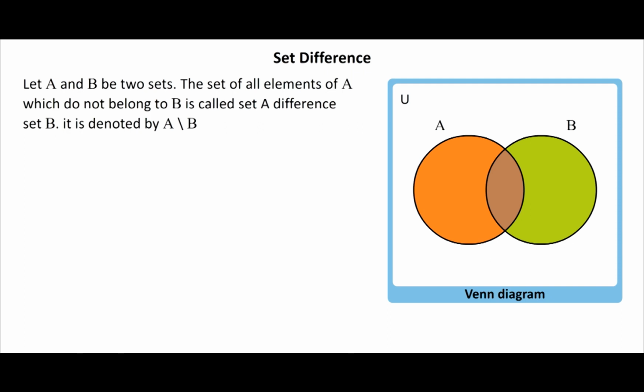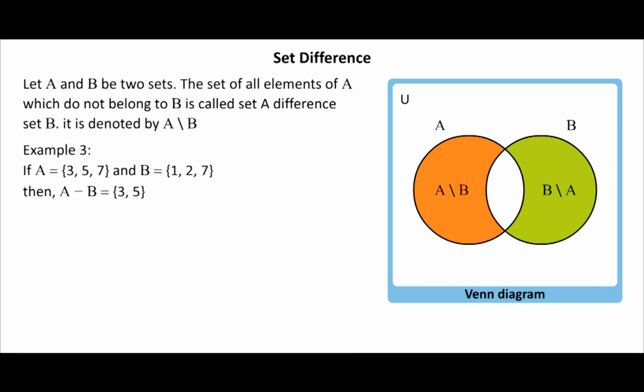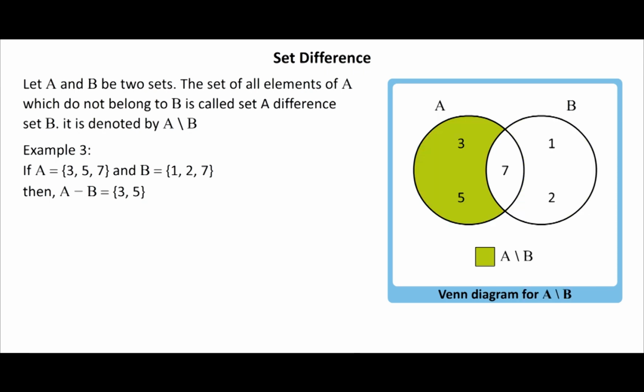Look at this Venn diagram. Now let us remove the portion of B which is in the set A. The orange colored portion represents A difference B and the green color represents B difference A. Now let us see an example. Let the set A contain 3, 5 and 7 and set B contain 1, 2 and 7. Then A difference B is equal to 3, 5. This can be represented by a Venn diagram as shown. Thus, A difference B contains x such that x belongs to A but x does not belong to B.